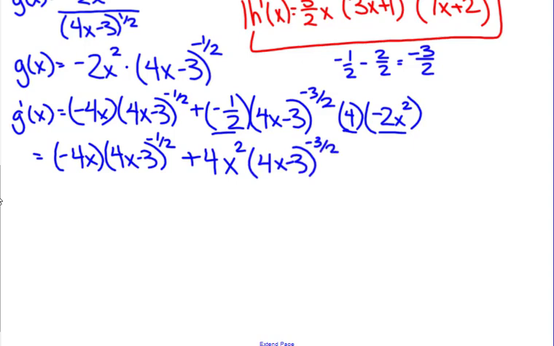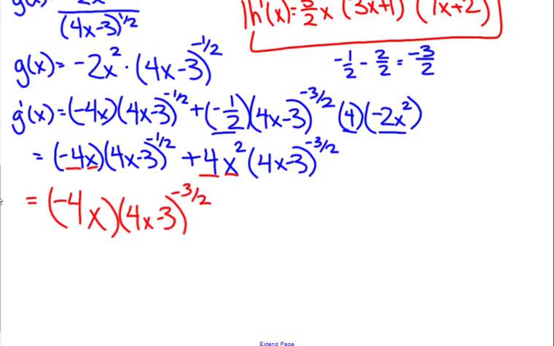And so now at this point, we are going to take out some common factors. One of them is going to be negative 4. I'm going to make that a common factor. I'm also going to take out 1x. And now we're going to take out the largest negative power. So my largest negative power that I'm taking out is (4x minus 3) to the power of negative 3 over 2. Okay, so what does that leave us with?